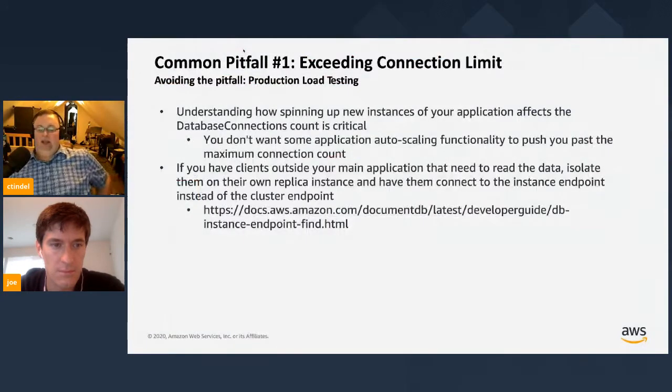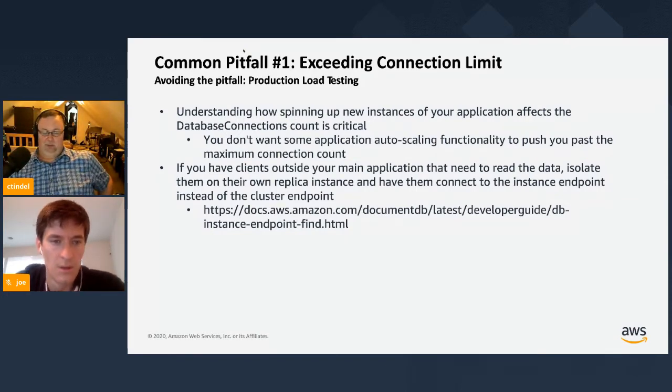Absolutely, understanding how spinning up new instances of your application affects the database connection count is critical. You do not want to end up in a situation where you scale up to support load that is happening in real time and it pushes you past the maximum connection count. So this is just an important thing to know. And if you have different database clients, sometimes you have a database client which is the main application, and sometimes you have secondary clients, maybe analytics jobs or something like that, which is working behind the scenes and not part of your main application.